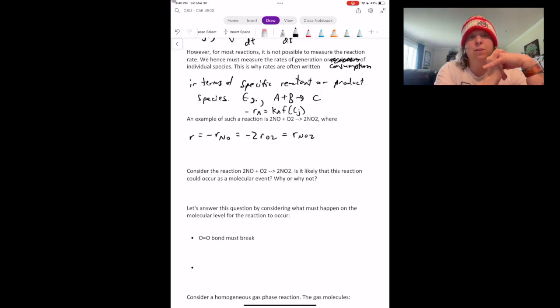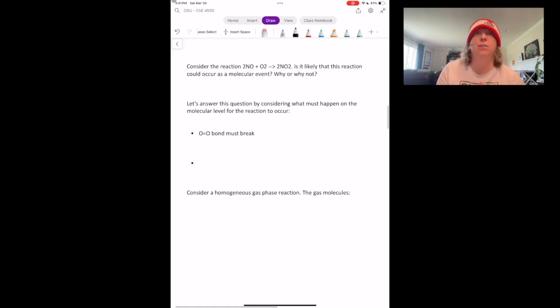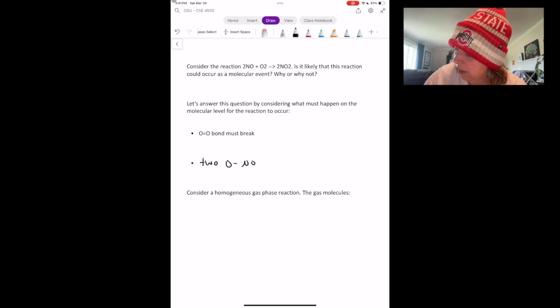So let's answer this question by considering what must happen on the molecular level for the reaction to occur. One thing that must happen is that an oxygen-oxygen bond must break. So the O2 molecule must break. Another thing that must happen is that 2 oxygen-nitric oxygen bonds must form.